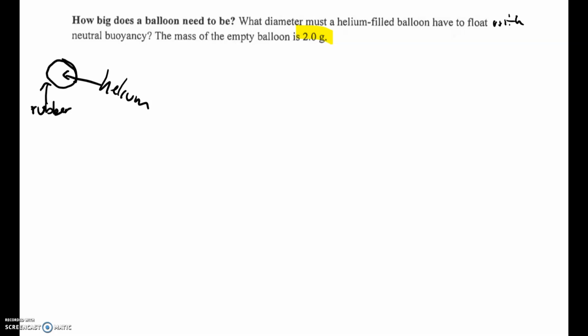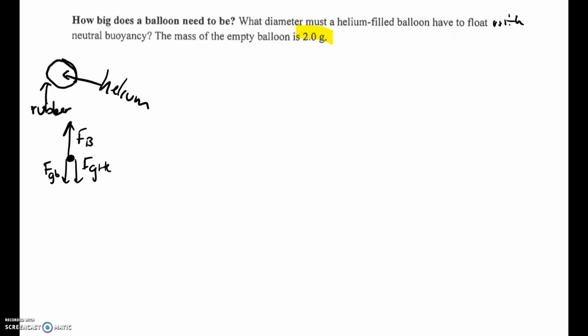All right, so if we're drawing a free body diagram, well, we'll just talk about the forces here. We've got the weight of the balloon itself, which we're told its mass, so that's pretty useful. And then we've got the weight of the helium, and that's all going to be offset by the buoyant force. I don't know if these vectors are correctly proportioned, but we've got buoyant force upward, the force of gravity of the balloon itself, the rubber, and then the force of gravity of the helium inside the balloon.